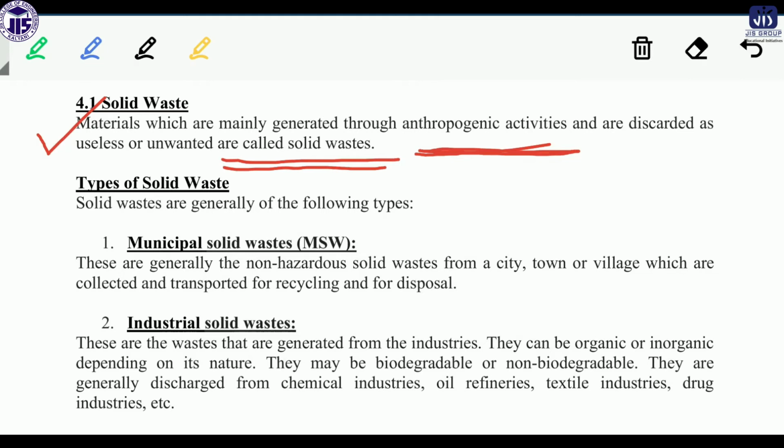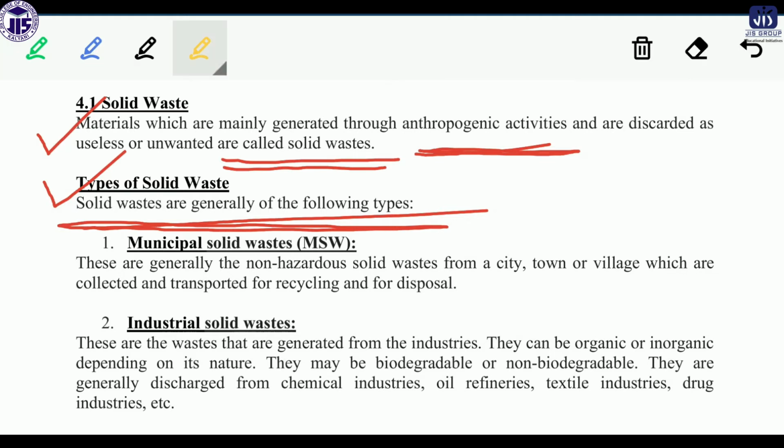Now come to the most important part of this chapter, the types of solid waste. What are the types of solid waste? Mainly there are different kinds of solid waste depending on the source. Source means from where the solid waste is generated. Depending on this factor we can classify solid waste. So first of all, municipal solid waste. Municipal solid waste means generally non-hazardous solid waste which is collected by the municipality each and every day in the morning.